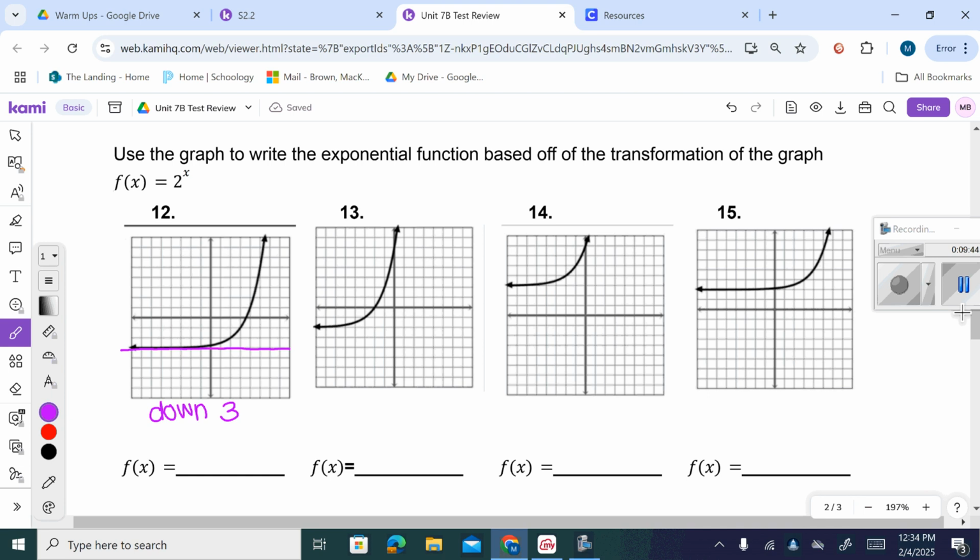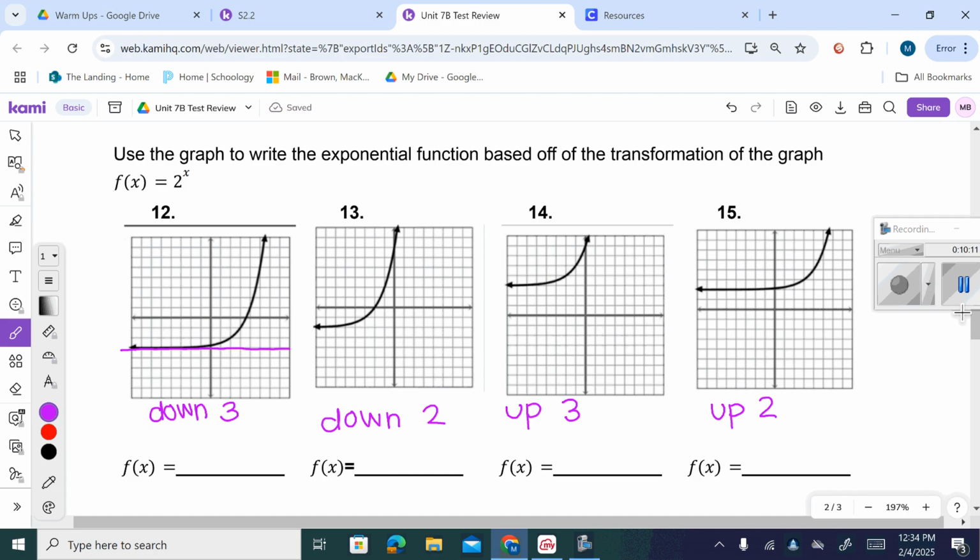13, did 13 move up, or did 13 move down? It moved down. How many did it move down? Look at it. 2, down 2. Alright, 14, did 14 move up, or did 14 move down? Up. Up how many? 3, good, up 3. And 15 would be up 2, good. Alright, so we talked about up and down.